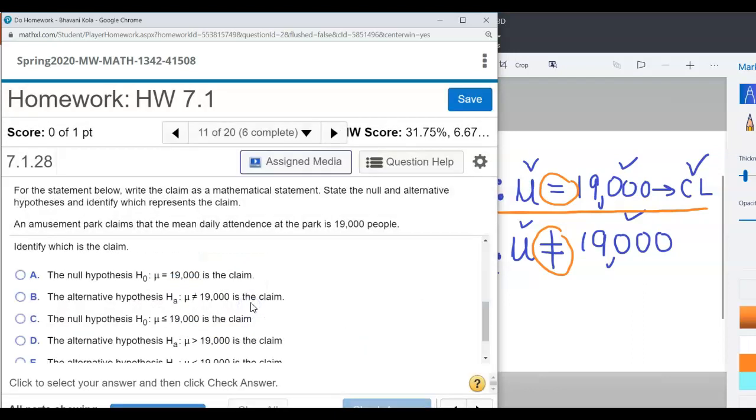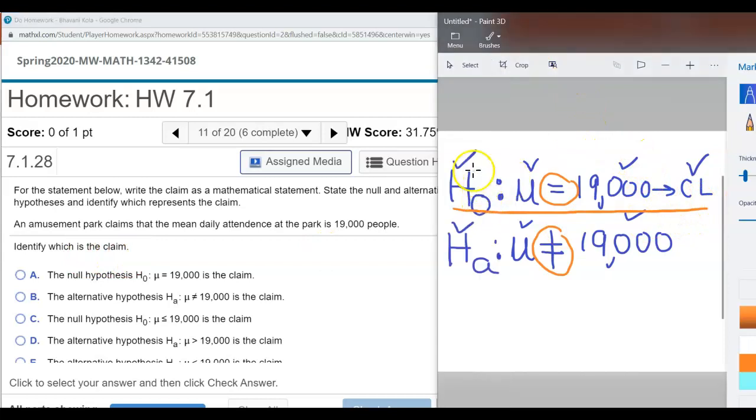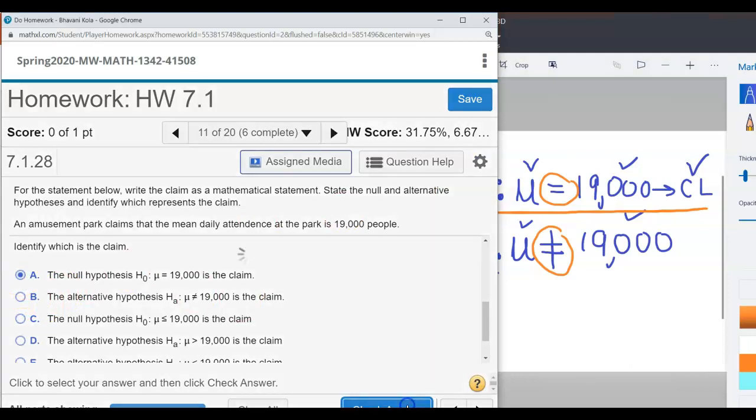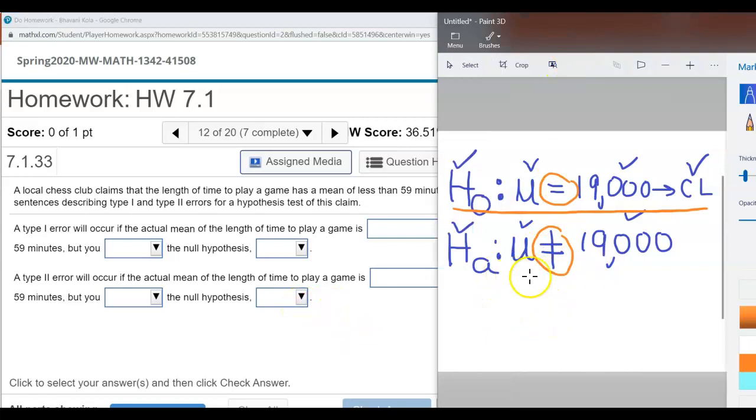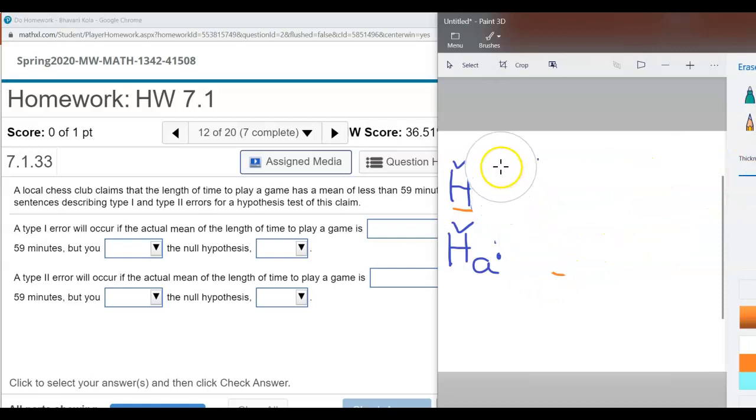Very good. Now let's go ahead and see what they're saying. Identify which is your claim. Which is my claim? What did they say my claim is? My null hypothesis is my claim. Do you see that? My claim is my null hypothesis. So null hypothesis is my claim. Very good. What is your alternative? Oh, there you go. That's okay. That was the only question. But if they ask you what your alternative was, this is your alternative. Now let me go ahead and erase this so I can have it ready for the second question here.